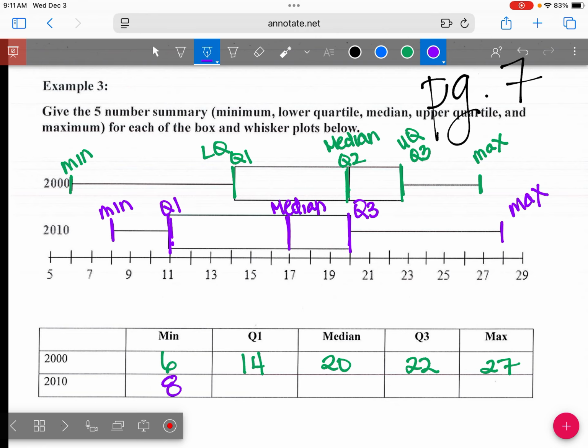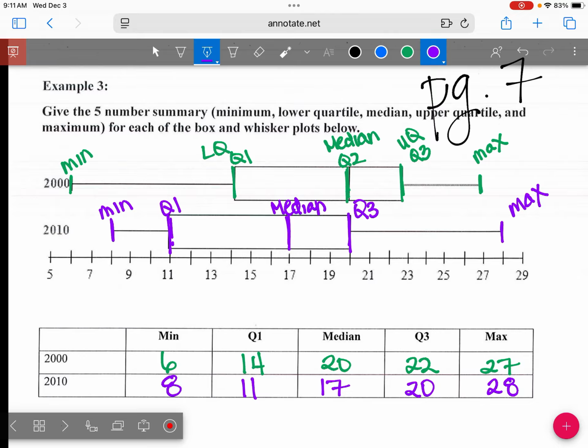Jeffrey, what about here? What's my Q1? 11. Libby, what would be my median? 17. Nikeen, what would be my Q3? 20. Carmelo, what would be my max? 28. That's it. So you have to be able to look at a box plot and extract those 5 numbers.